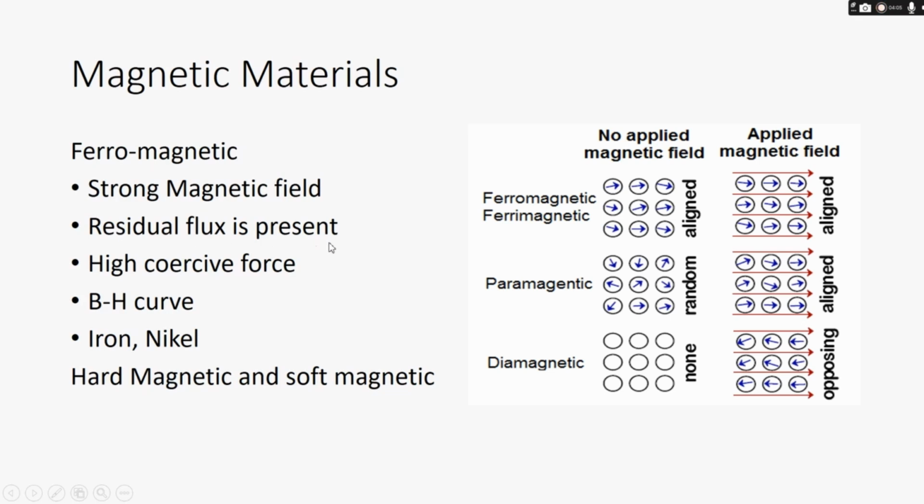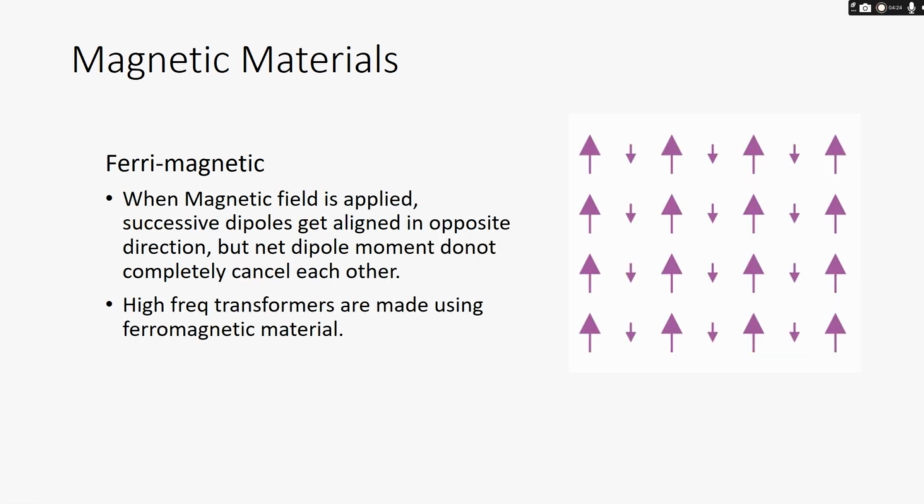So ferromagnetic materials are strong magnetic materials. They have residual flux present. They have high coercive force. They exhibit a hysteresis (B-H) curve. Materials such as iron and nickel show this ferromagnetism. They are ferromagnetic materials, and they are classified as hard and soft magnetic materials.